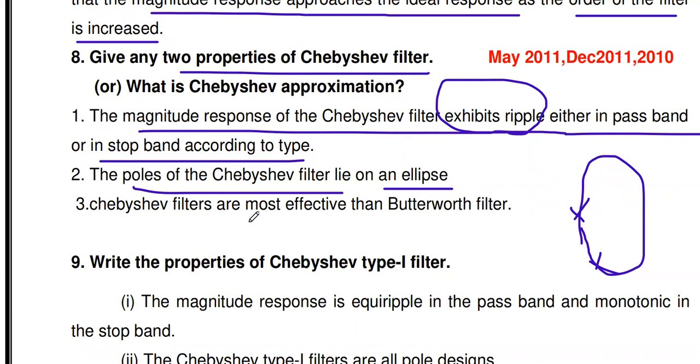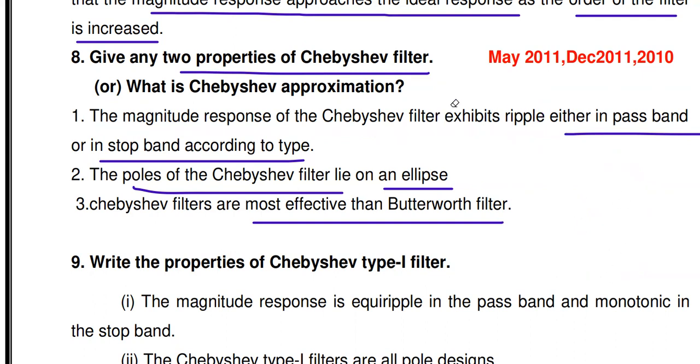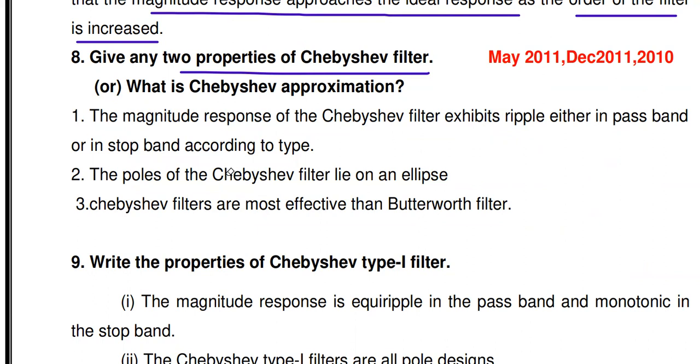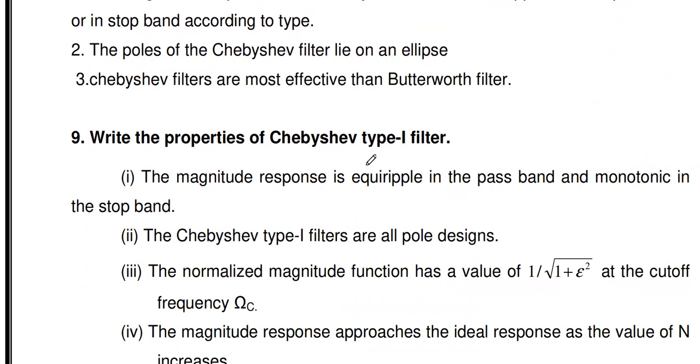Then the Chebyshev filters are more effective than Butterworth filter. So these are all the properties of Chebyshev filter, and we will compare the two filters, Butterworth and Chebyshev also. This is the properties of Chebyshev filter. Then the next one, write the properties of Chebyshev type 1 filter.